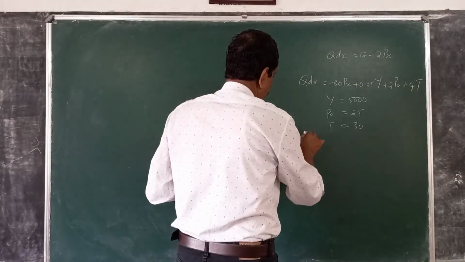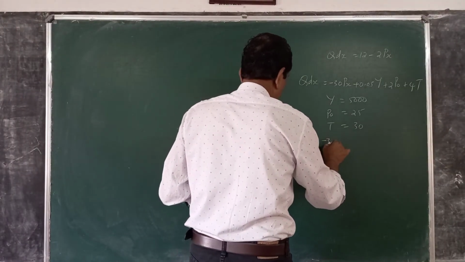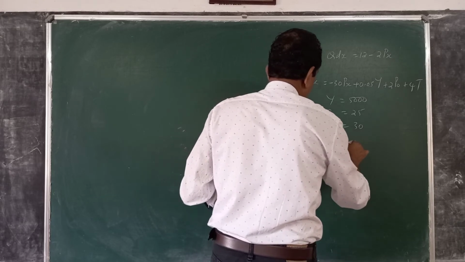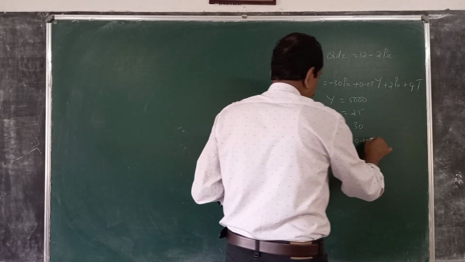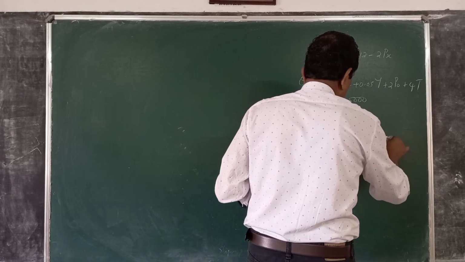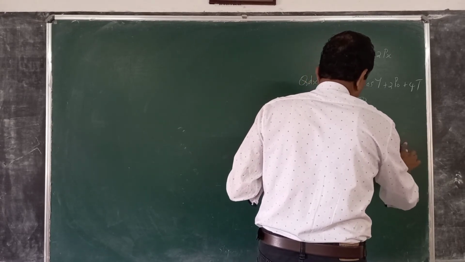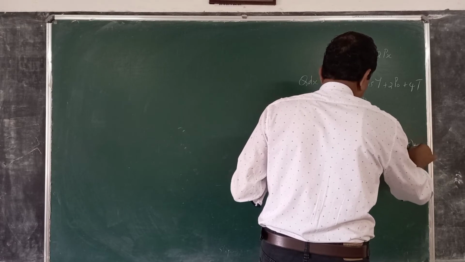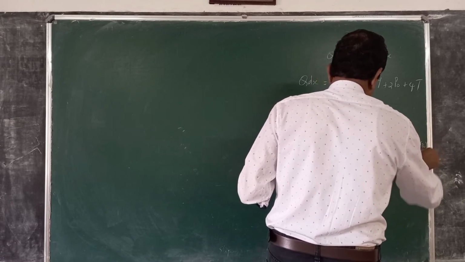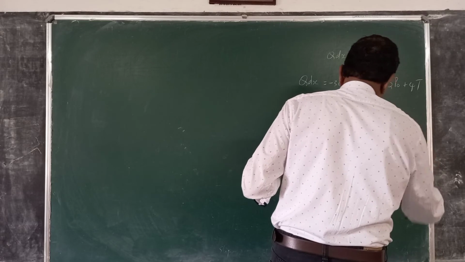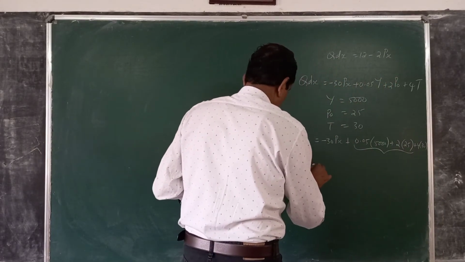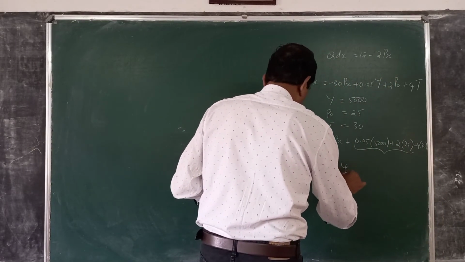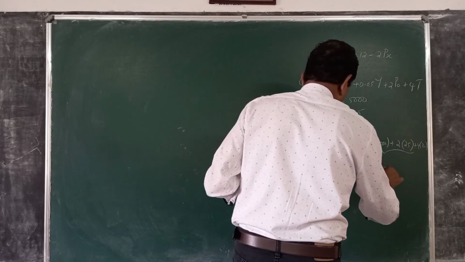Then you will get q dx as equal to minus 30 px plus 0.05 into 5000 plus 2 into 25 plus 4 into 30. If you do the calculations, you will get q dx as equal to 420 minus 30 px.